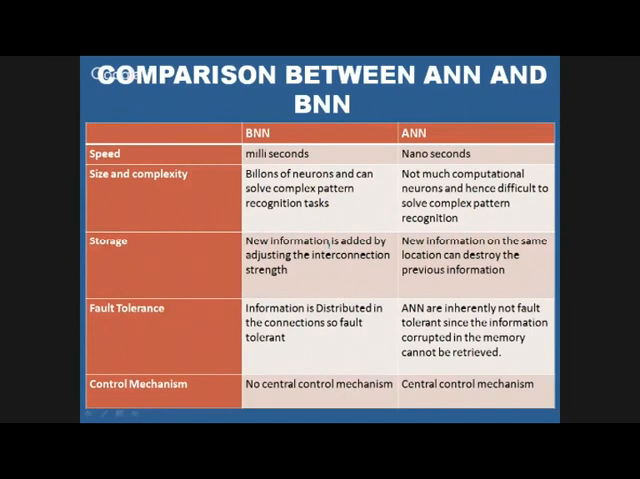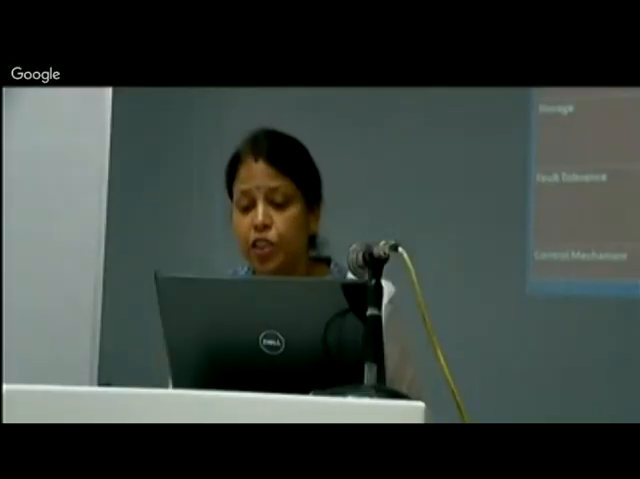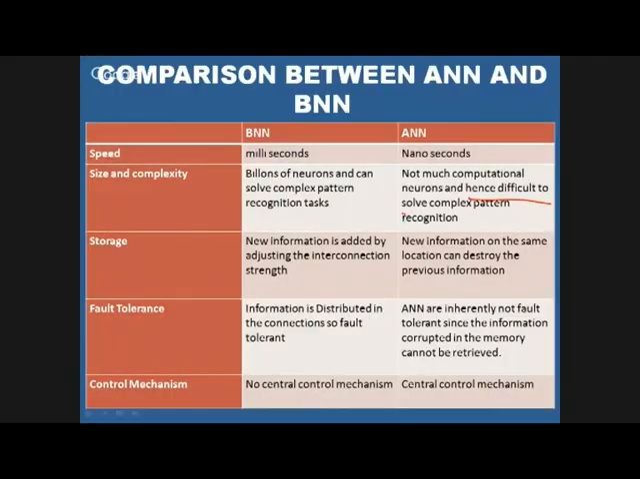Right, now let us talk about the comparison between the ANN and the BNN, that is the biological neural network and the artificial neural network. I have told you that the speed of the biological neural network is in milliseconds, while ANN we are getting in nanoseconds. But there are billions of neurons present in the biological neural network which can do so many works for us. But in case of ANN, it is definitely not possible to replicate all these billions of neurons. So here we will get only a limited number of computational neurons, and hence it is difficult to solve complex pattern recognition.